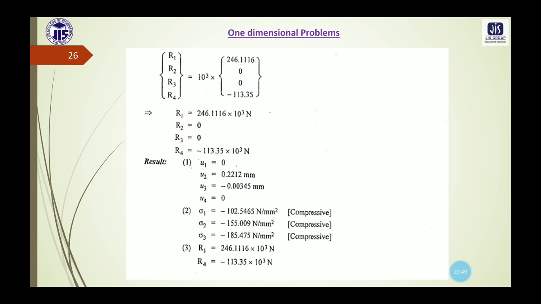So these are the final results that we need to write at the end of the numerical: the value of the displacements, then the value of the thermal stresses, and the value of the reaction forces of the support reactions. And we need to also write the nature of the stresses, whether they are compressive or tensile. Depending on the sign, whether they're positive or negative, we will identify whether they are compressive or tensile in nature.